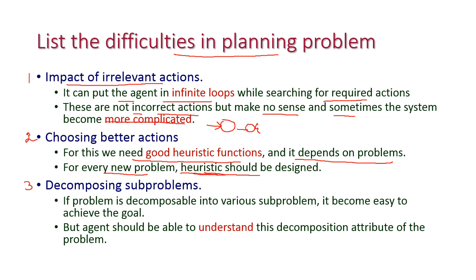And the third one is decomposing subproblems. If a problem is decomposable into various subproblems, it becomes very easy to achieve the goal. But the agent should understand the decomposition attribute of the problem, and this is very difficult. So the difficulties of planning problems are the impact of irrelevant actions, choosing the better action, and decomposing subproblems.